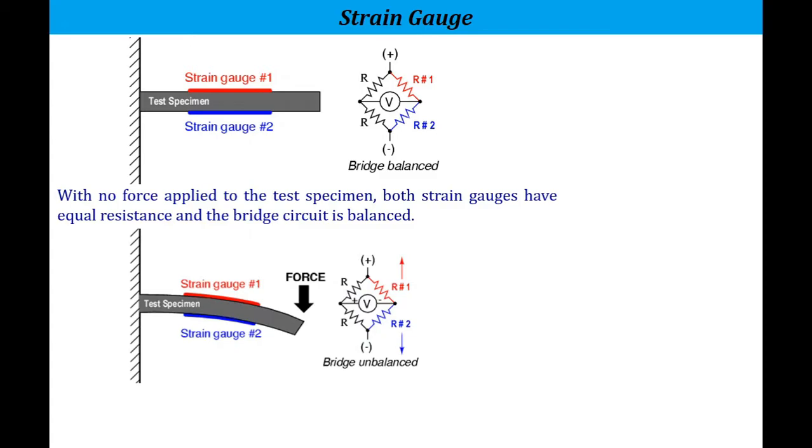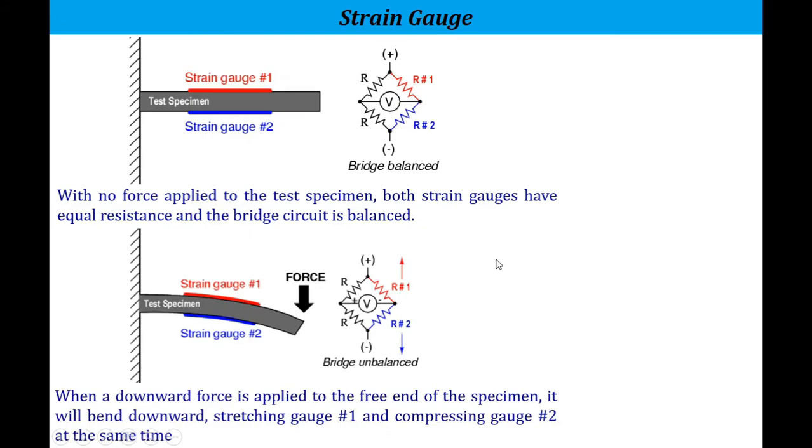But this is the second case. Here you will observe the force is applied in this direction. That is, whenever a downward force is applied to the free end of the specimen, what happens? It will bend in a downward direction. Therefore, here you will observe that there will be a stretching of strain gauge 1, and compressing of strain gauge 2 at the same time. So there will be an increase in the resistance of strain gauge 1, and a decrease in the resistance of strain gauge 2. So in that case the bridge will be unbalanced.